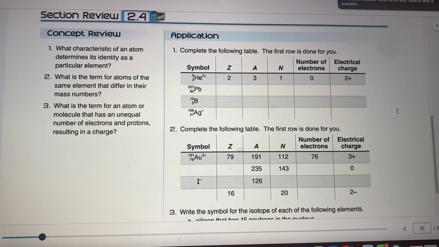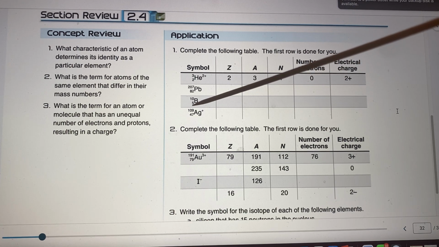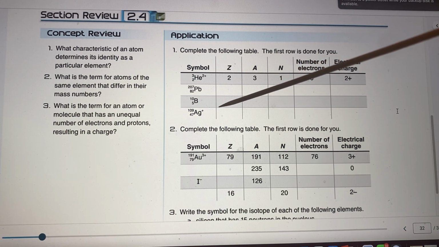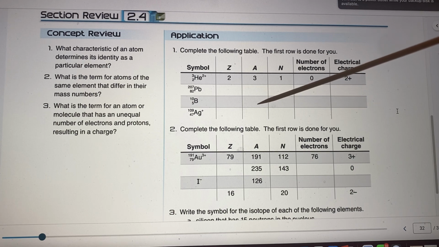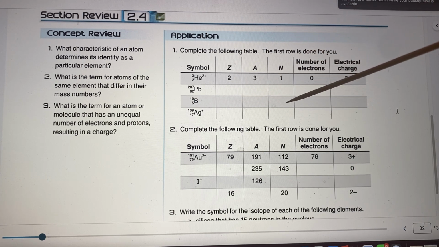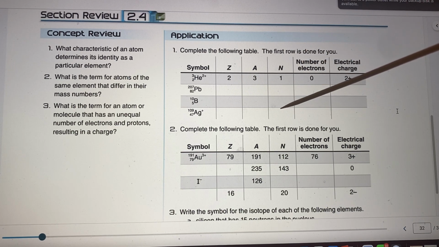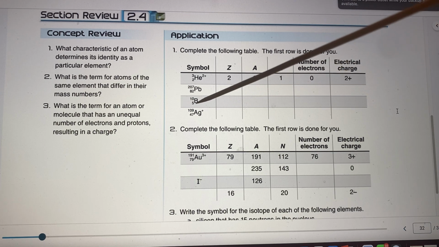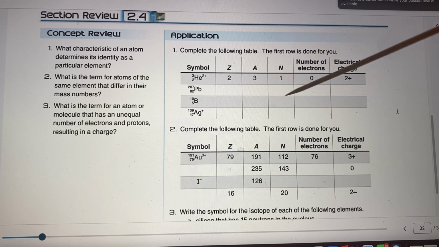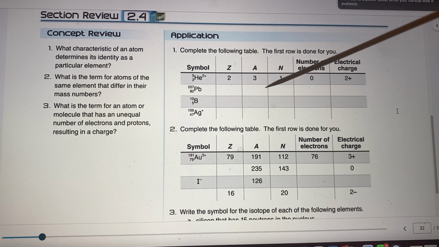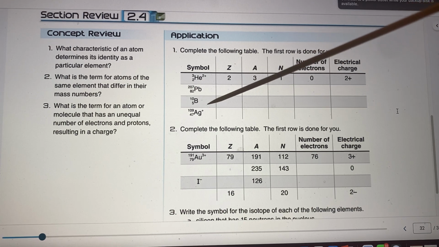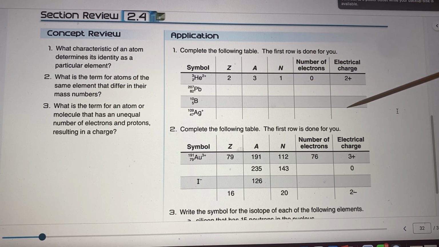Okay, so let's go on to the next one. This one, B. The Z number would be 5, the number of protons. The mass number is going to be 10 here. And so what are the neutrons? It's going to be 10 minus 5, which will be 5. The number of electrons is going to be 5, because it's the same number as protons. And is there an electrical charge? No, the charge is going to be 0.